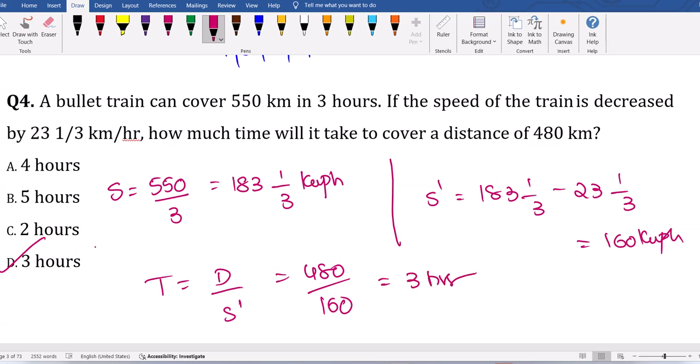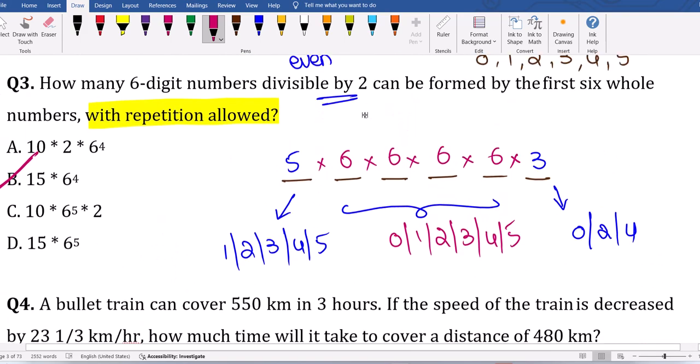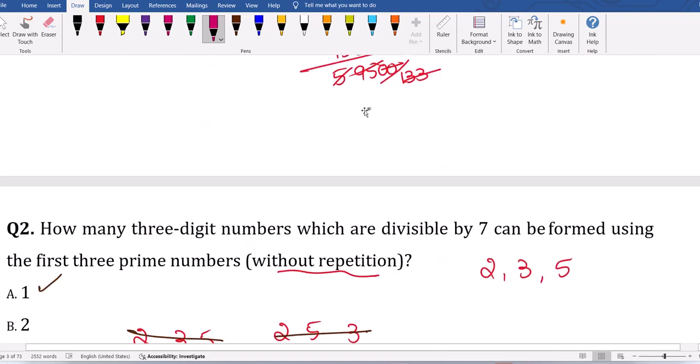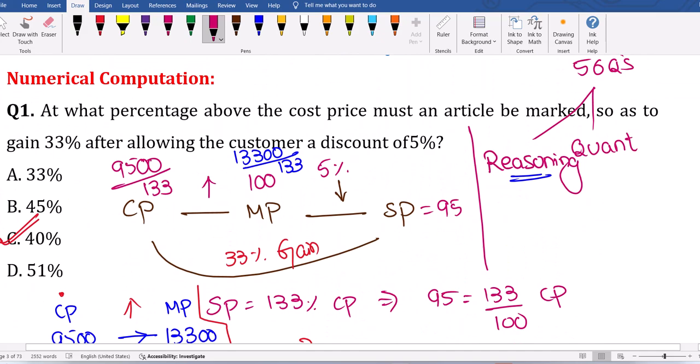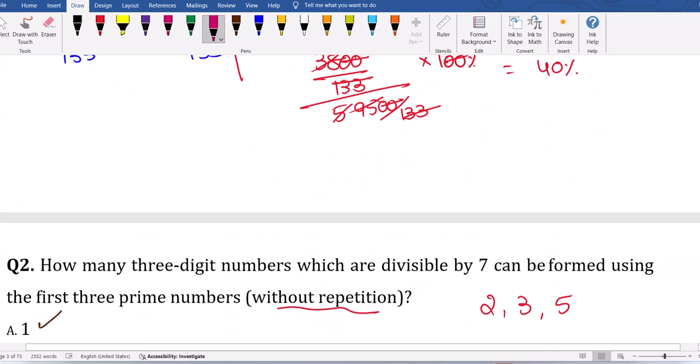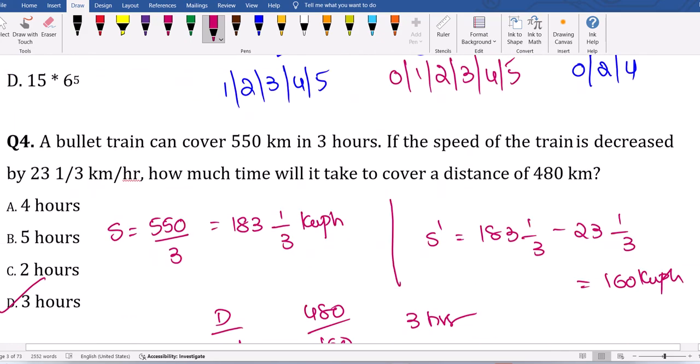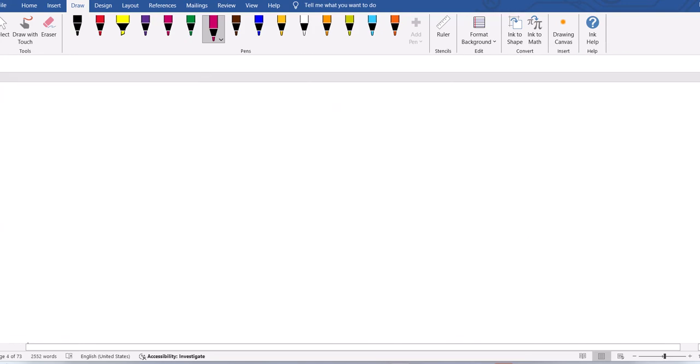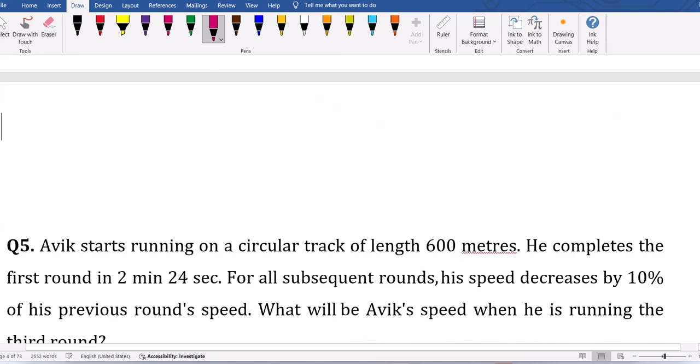Time and distance. Permutation, combination, these two questions. One is time and distance, right? One is profit and loss. Numerical computation means quantitative aptitude related stuff. Right, now let's see about this fifth question, again related to time and distance.